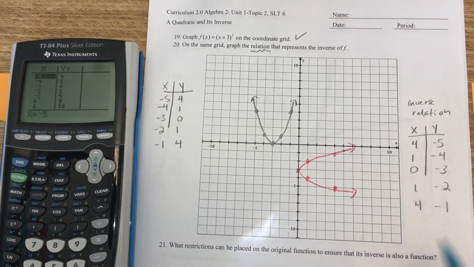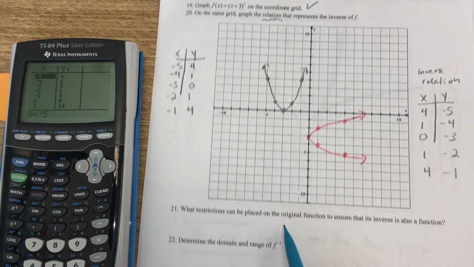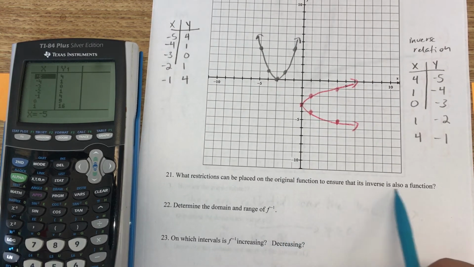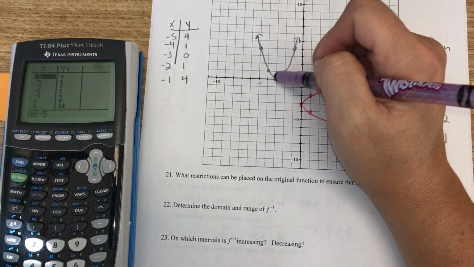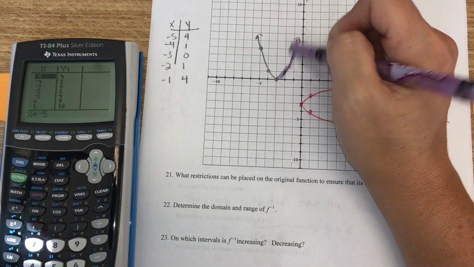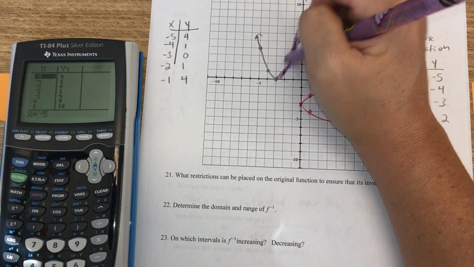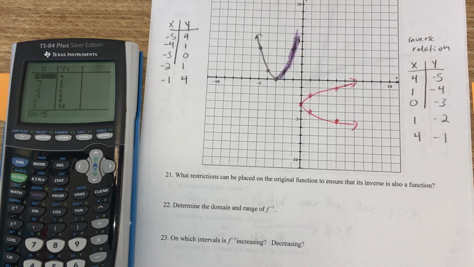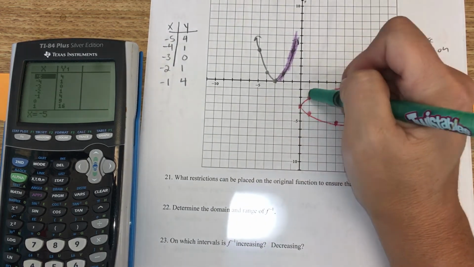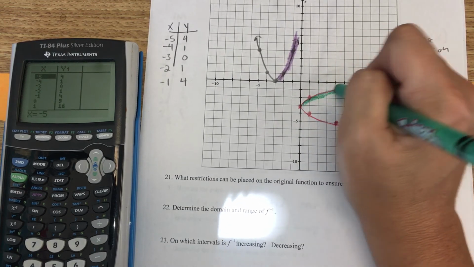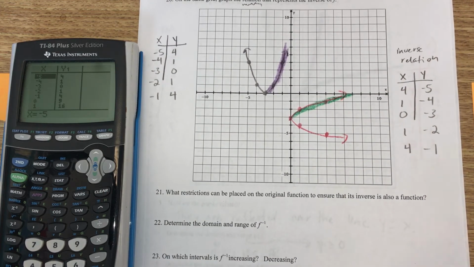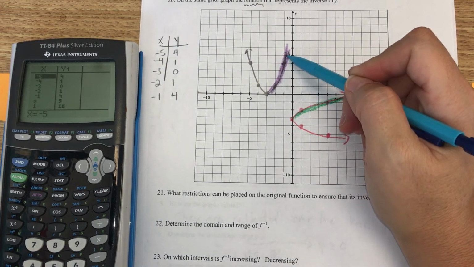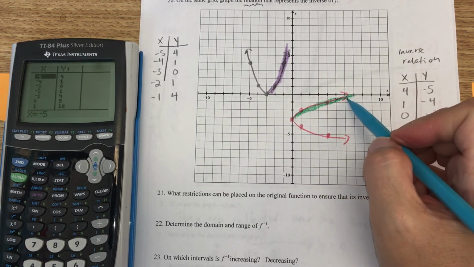Wah, wah. So what restrictions can be placed on the original function to ensure that its inverse is also a function? So again, I want to cut this graph. So I only want this left side, or sorry, this right side. I don't know my right from my left. I only want this side. I'll color it in purple. If I only have that right side, it's only going to give me, these crayons are awesome, by the way. I don't know who invented twistable crayons, but I wish I was them. That would only give me this green piece.